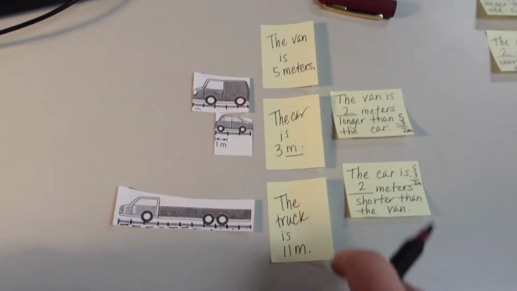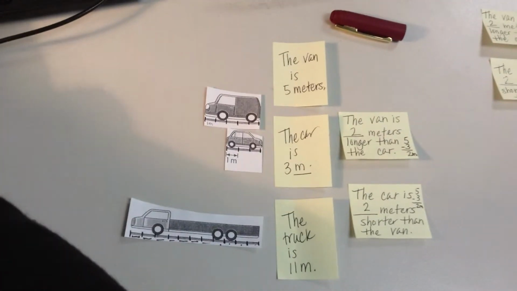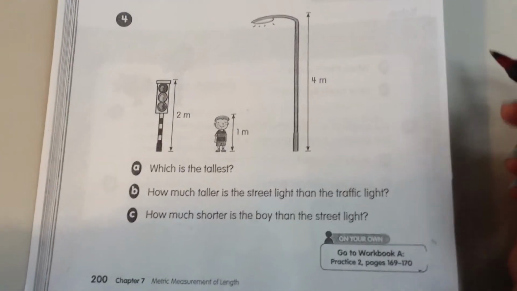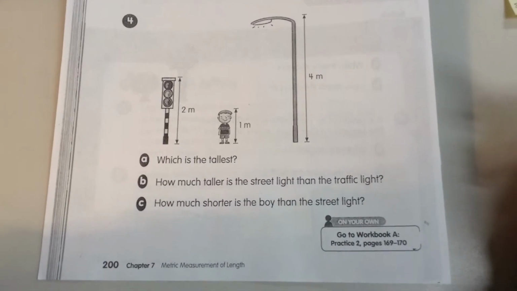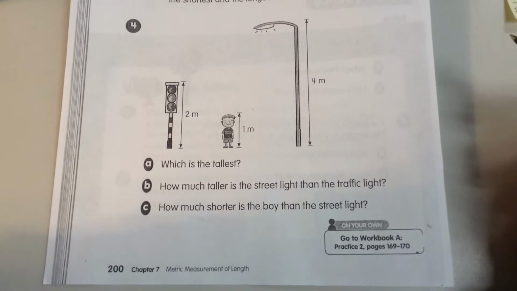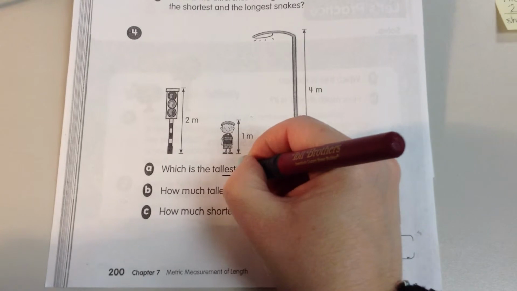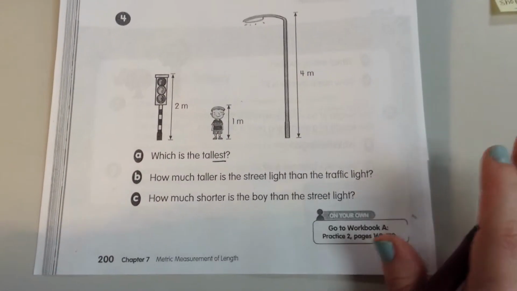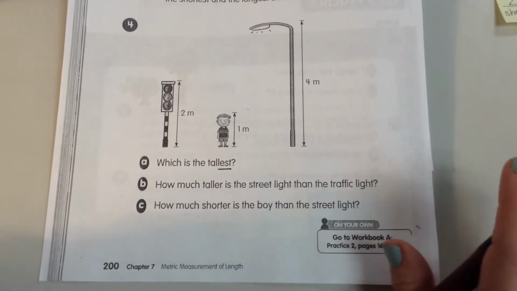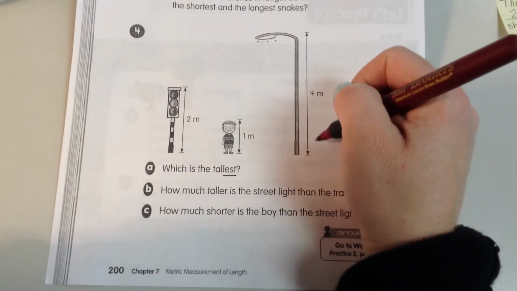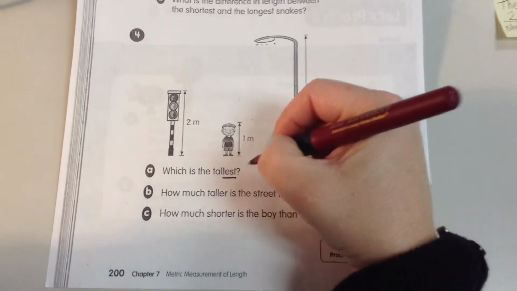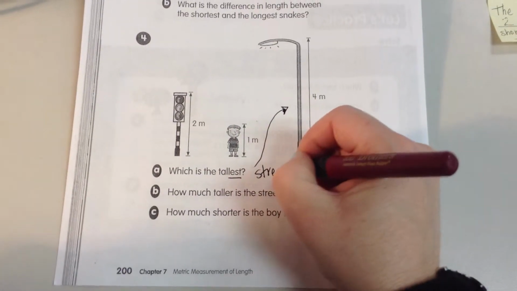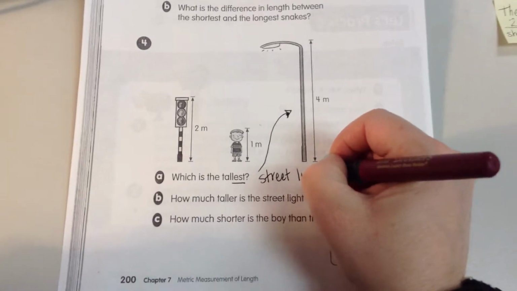Now, I want to go over one more problem with you. Let's go over number 4. It says, which is the tallest? What do you know about tallest? The tallest means the one that is taller than all of them. Which one is the tallest? The tallest of them all is that street light. Please write it in a complete sentence.